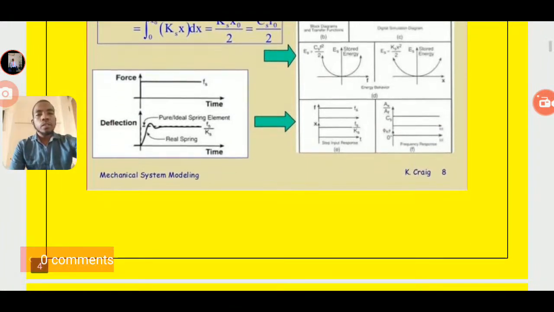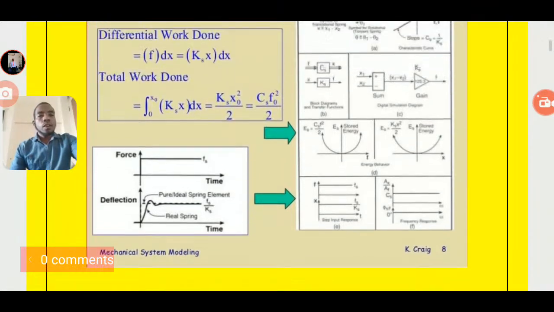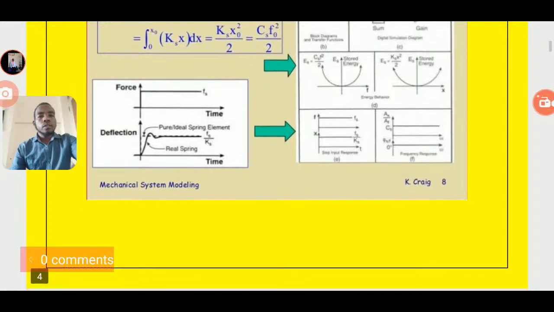This spring element has the graph which is linear. That means x is in the x-axis time and the y-axis force. So there is a deflection on the y-axis, and this is what we can say the pure or ideal spring element. Sometimes there is some nonlinearity, which is known as the real spring. So it has some linearity. Okay, so this is the graph for spring elements of the linearity.